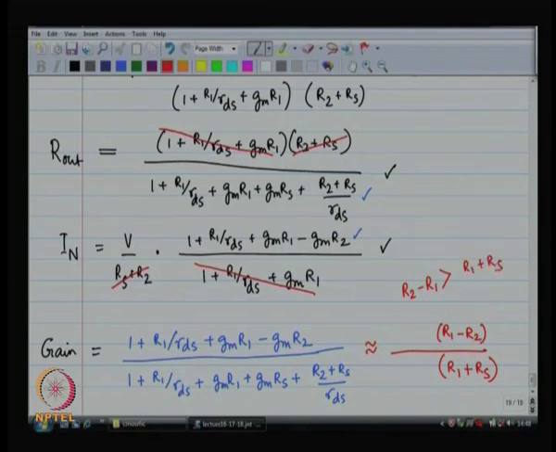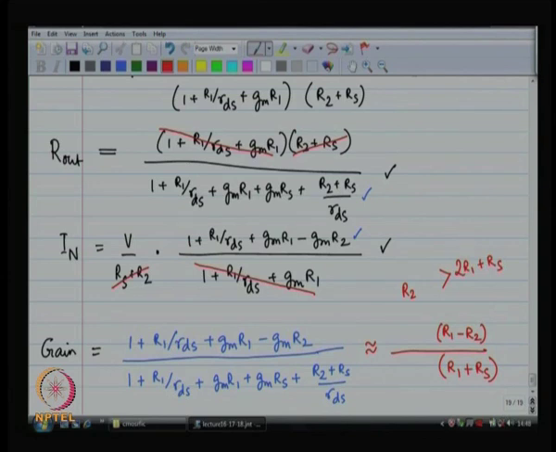To give you any decent gain more than 1, which means that R2 has got to be more than twice R1 plus RS to give you any gain which is more than 1. All right.